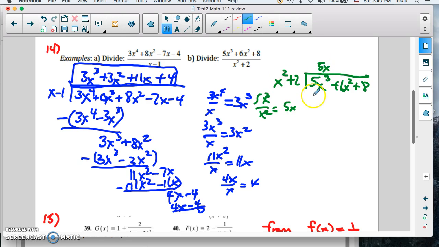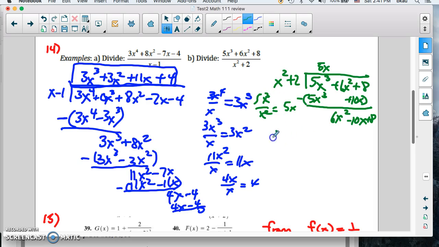We're going to multiply this times that and get 5x cubed. 5x times 2 is 10x. We don't have a space for that. I'm going to put it over here because there isn't any x's. It'll go right over here in between that. We're going to subtract. This goes away. This one comes down, 6x squared. And then we subtract, so it'd be minus 10x. And then plus 8. That's what's left over.